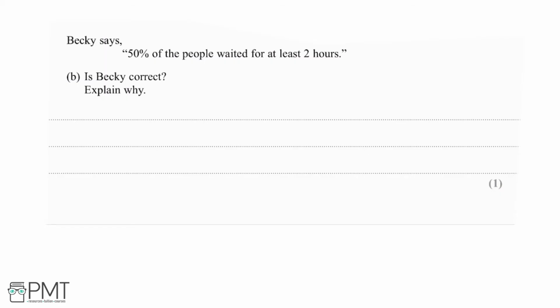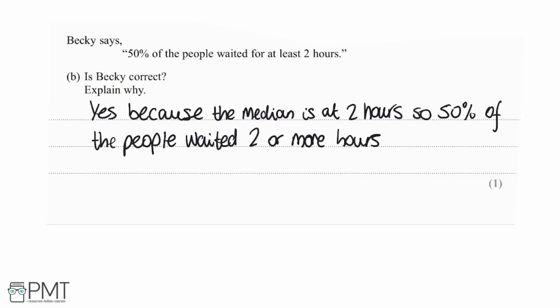If we look at the statement, Becky said that 50% of the people waited at least 2 hours. So yeah, Becky's correct, because the median is at 2 hours. So that means that 50% of the people waited 2 hours or more. Because look at the box plot, we can see from the median at 2 hours or 120 minutes, it spans all the way up to the highest value at 200. So 50% of the people are within that range there. So it follows that Becky's correct. They waited for at least 2 hours. And if we get a statement, something like that, we get 1 mark.